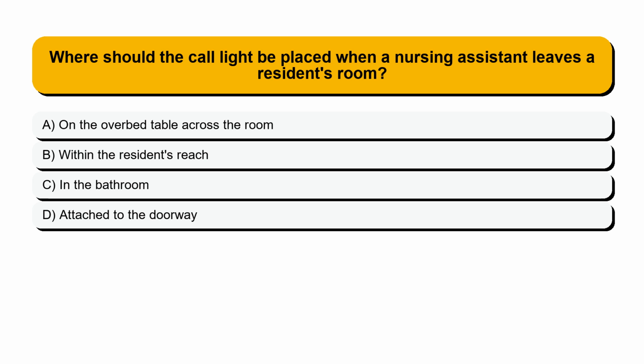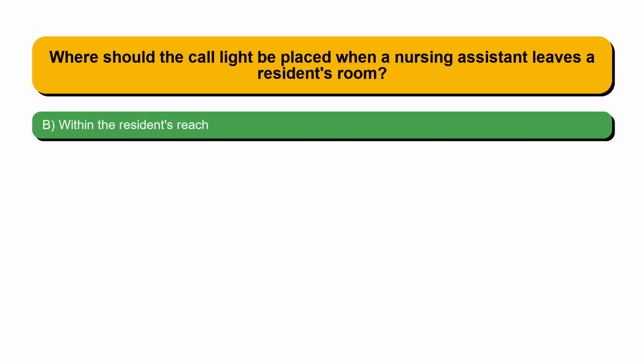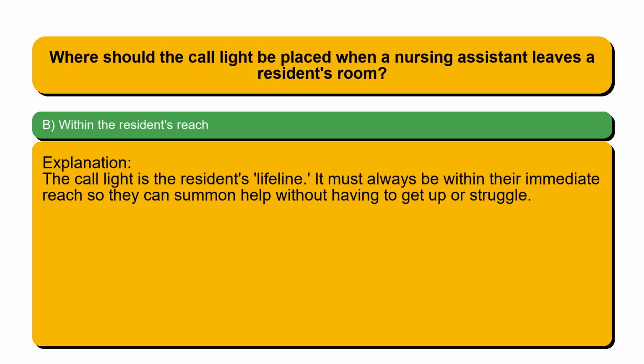Question 100. Where should the call light be placed when a nursing assistant leaves a resident's room? Option A, on the overbed table across the room. Option B, within the resident's reach. Option C, in the bathroom. Option D, attached to the doorway. The correct answer is option B, within the resident's reach. The call light is the resident's lifeline. It must always be within their immediate reach so they can summon help without having to get up or struggle.